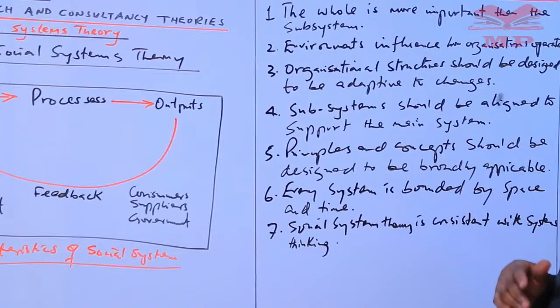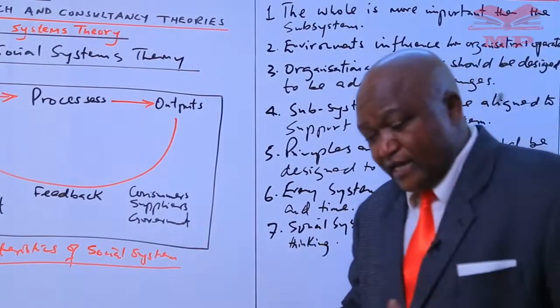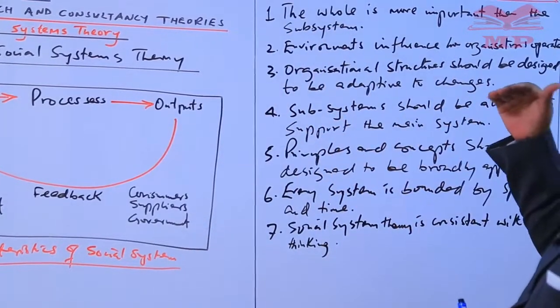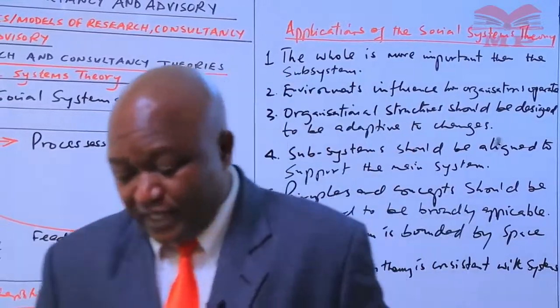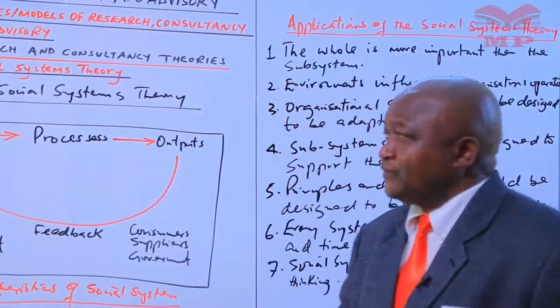Whatever decision is being taken, it has to be taken in the context of the entire organization. So these are some of the areas where social systems theory can be applied in management and other operational areas.